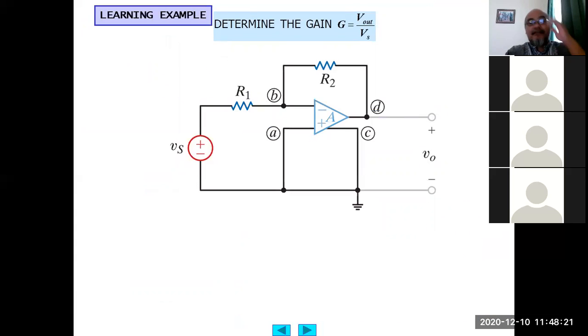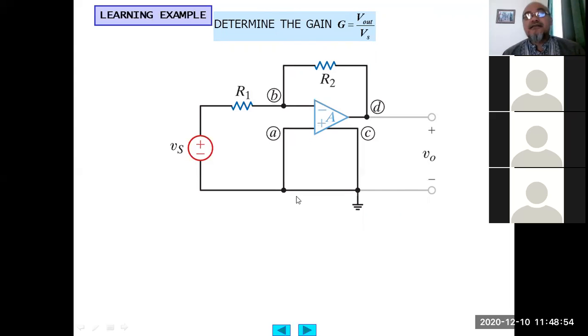Okay, let's do some example here. Determine the gain G, V out over Vs. We have now a resistance in the negative feedback. This is an inverting circuit as well, because the V output is fed back to the inverting terminal by R2, not zero resistance anymore, and there is also R1 connected to the input.